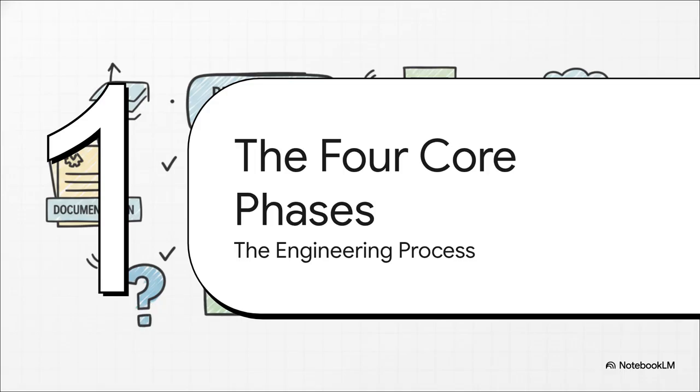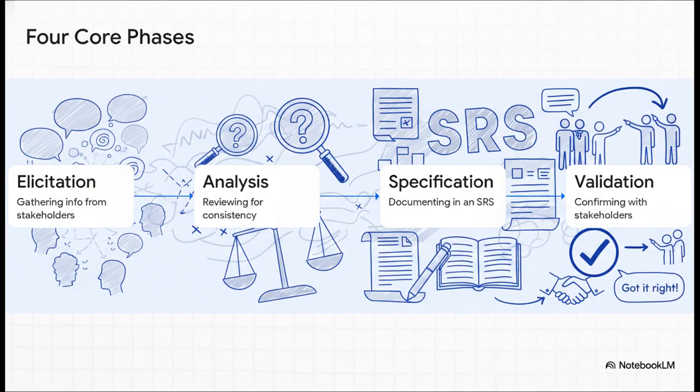Okay, moving on to Section 3, the 4 core phases of the engineering process. So what does the engineer actually do? It really boils down to this 4-step procedural roadmap. Step 1 is elicitation, which is just a fancy way of saying getting the information out of people's heads.